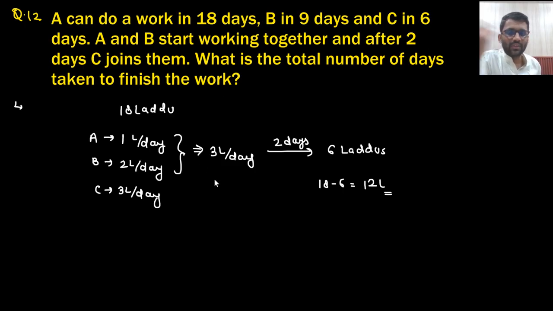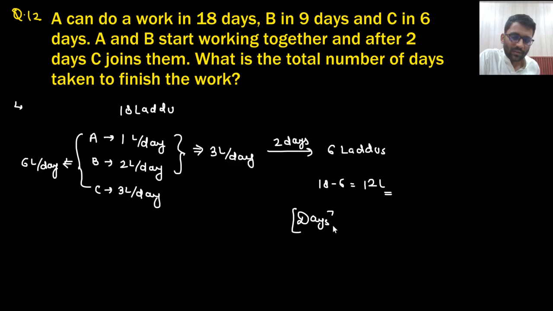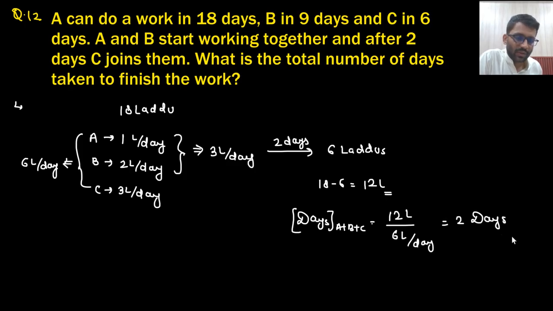After 2 days, C joins them. That means if all 3 combined are working, they can eat 6 laddu per day. And if C has joined them, then how many days will it take? A plus B plus C. What is the work left? Work left is eating 12 laddu only, and A plus B plus C are eating 6 laddu per day. So it would take them 2 days only.